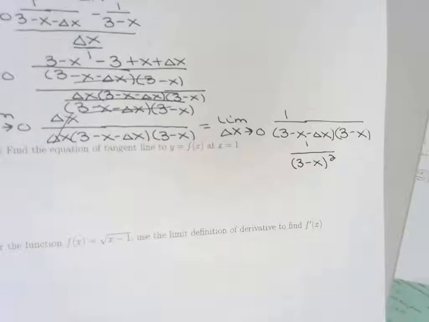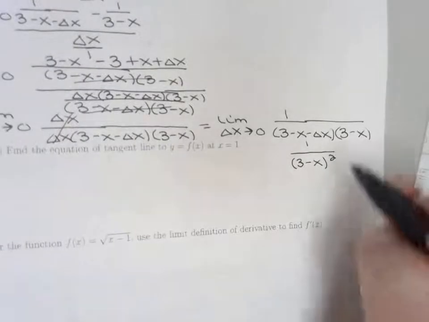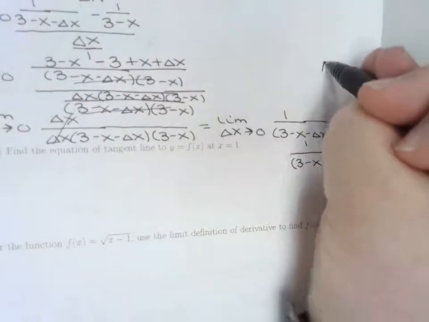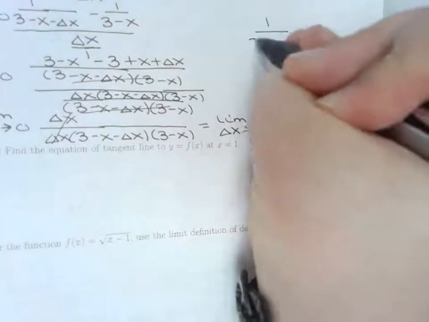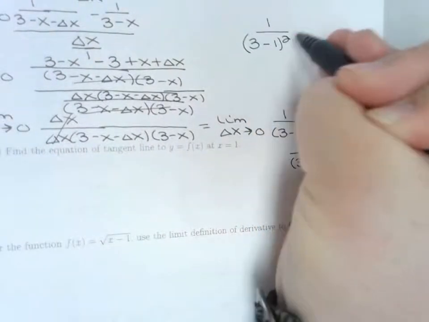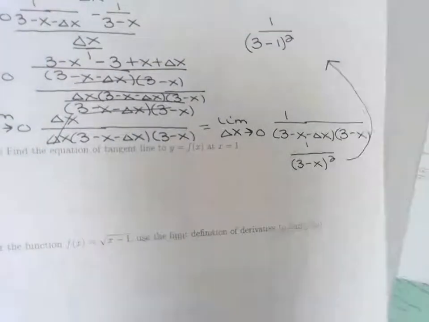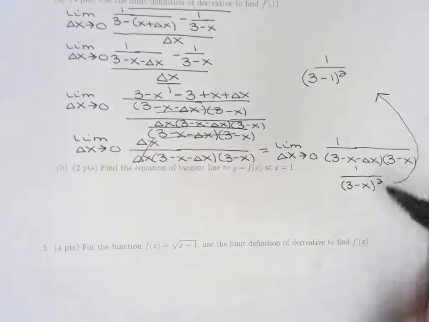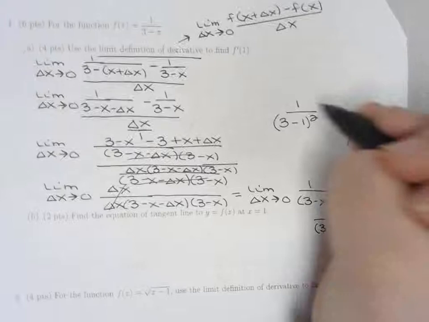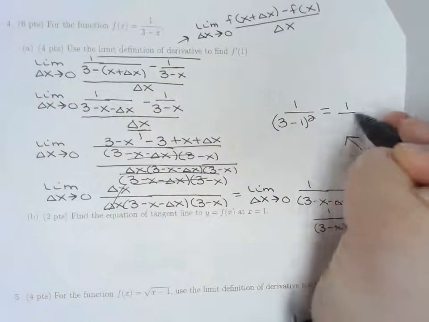Have I answered the question? No, I have not. I want to know f prime of 1, so I'm going to take that, that's my derivative, and I'm just going to plug 1 in. So that will be 1 over 3 minus 1 squared. Because we use this formula, this gives us the first derivative. You could check the derivative by doing quotient rule if you really wanted to. So 1 over 2 squared, 1/4.